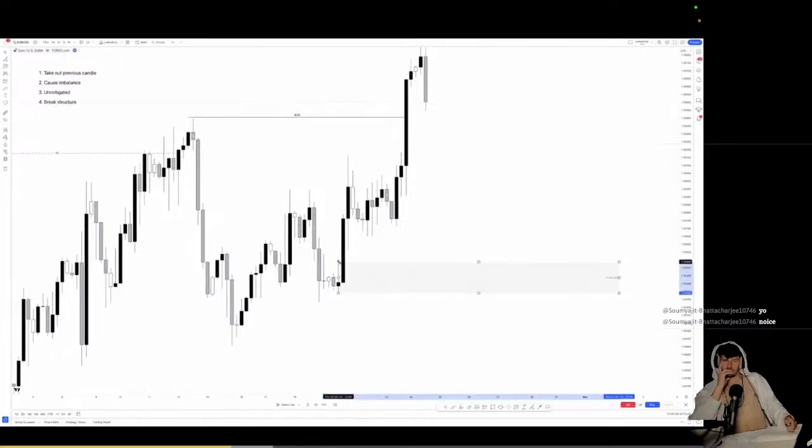So you go through this entire checklist again. Did this candle take out the previous candle? Yes, it did. Did this candle cause imbalance in price, right? So that's when you try to find, okay, at this high right here and the candle right here, there was in fact a little bit of imbalance. Yes, there is. And then is it unmitigated? Yes, price has not mitigated it, it's a fresh zone. Did it cause a break of structure? Yes, it did right there. Okay, cool. That's the first order block right here.